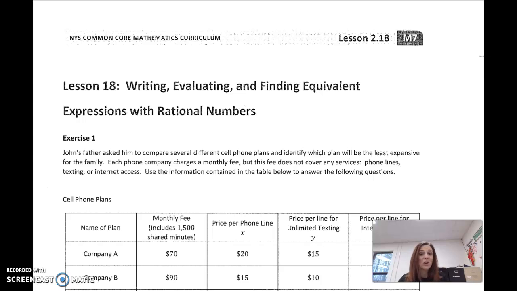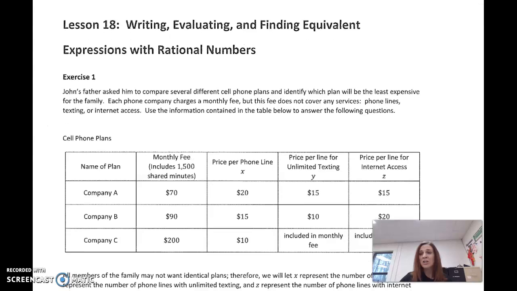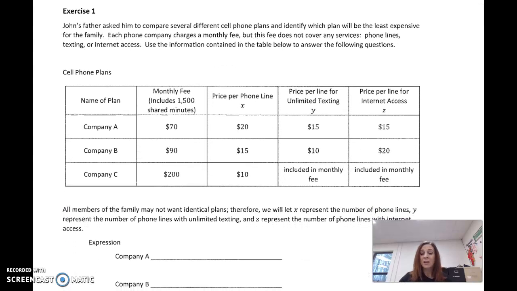Rational numbers include basically almost all the numbers we know. Positive, negative, whole numbers, fractions, decimals. Okay, so we're just going to be using all the tools and skills we've been learning and putting it all together. So basically what exercise 1 here says, John's father wants him to research cell phone plans and figure out which one would be least expensive for the family.